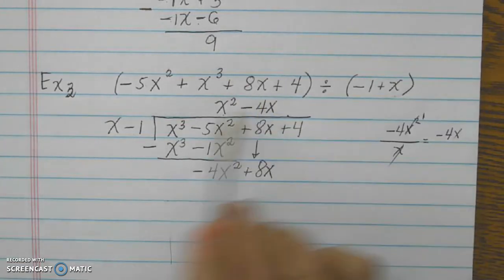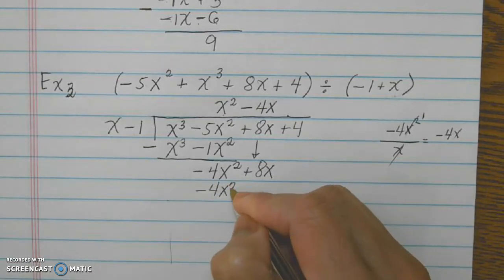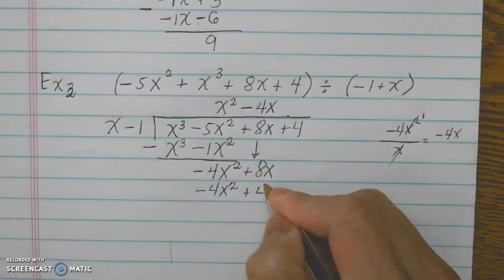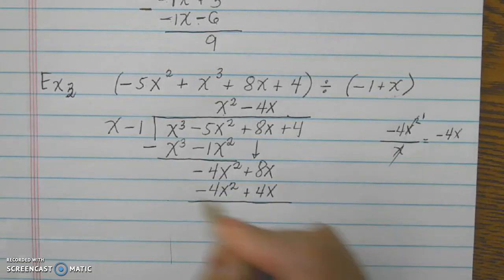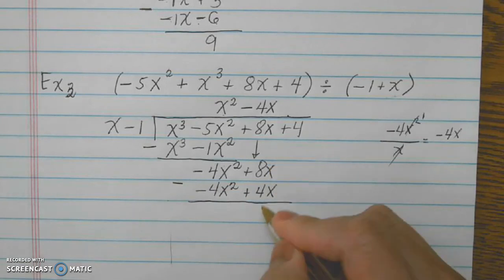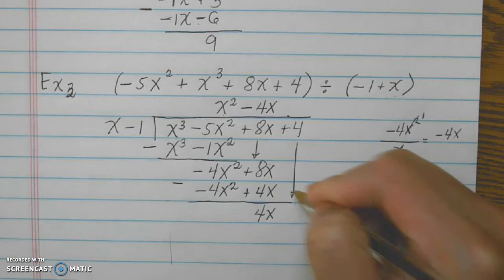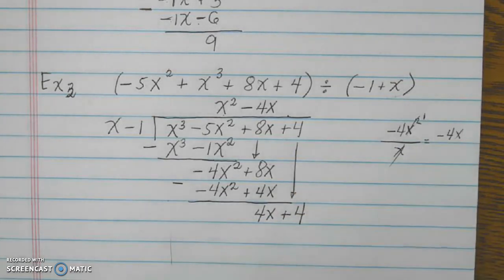I multiplied this by this. It's going to be a negative 4x squared. This times this is positive 4x. And I'm going to subtract. This minus this is 0. This minus this is 4x. Bring down the 4. And again, the dividing process.